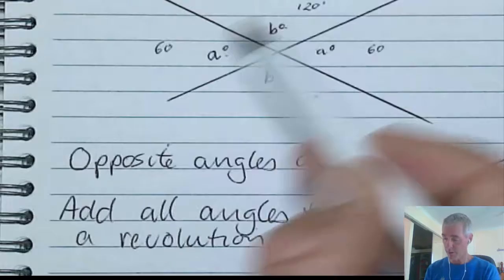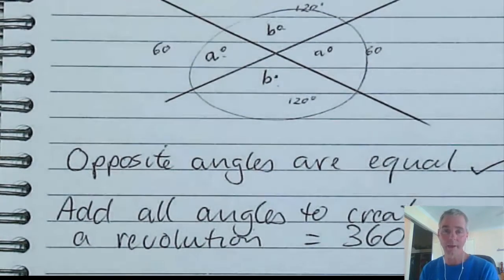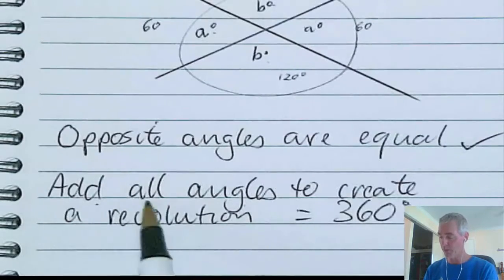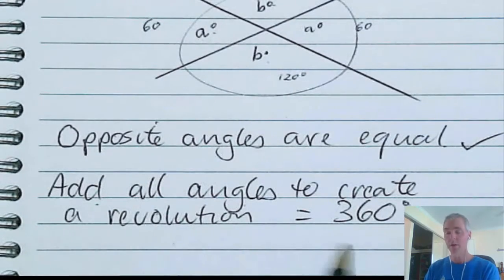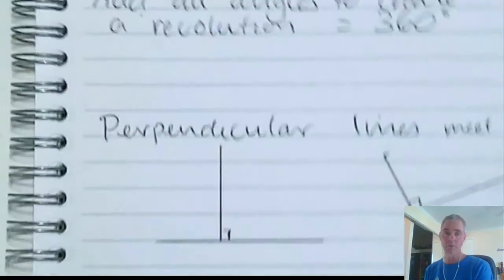If I can find out all of those ones and get all the way around, I will know they add up to 360. So that's an important thing to remember. Add all angles to create a revolution and they'll equal 360 degrees. Quite important little one.